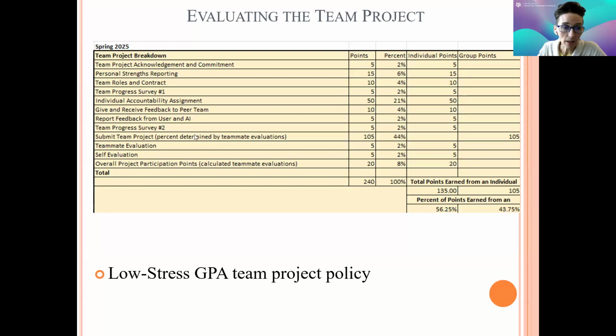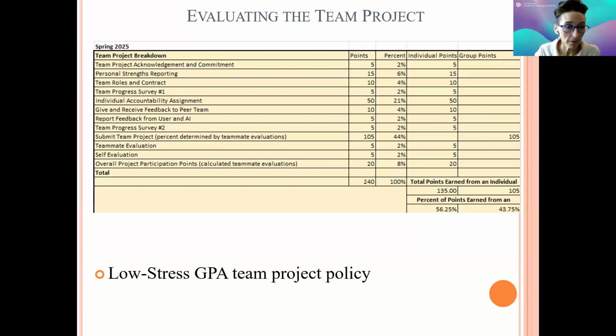You'll see that there is a team project. So you submit deliverables at the end. Note that percent determined by teammate evaluations. This means that there are 105 points associated with the deliverables. Let's assume that you're all on the same team and the deliverables earn 105 points based off of the rubric and my scoring.